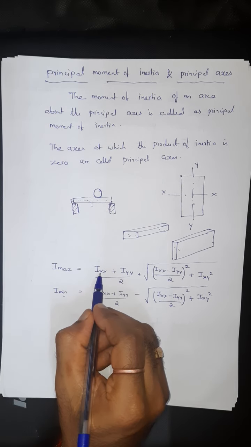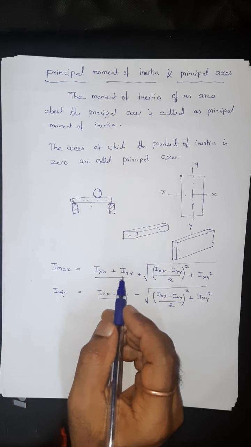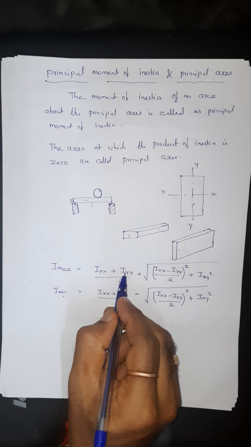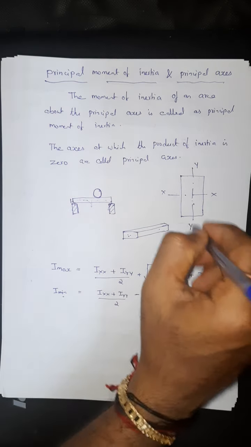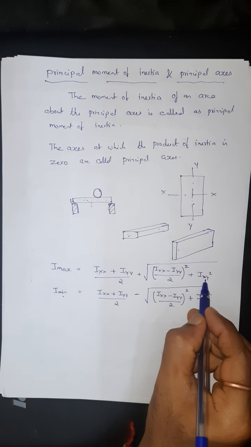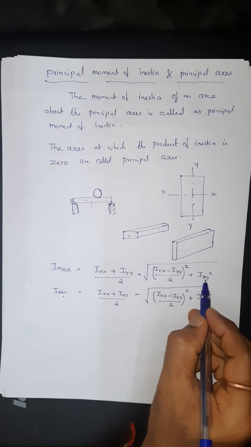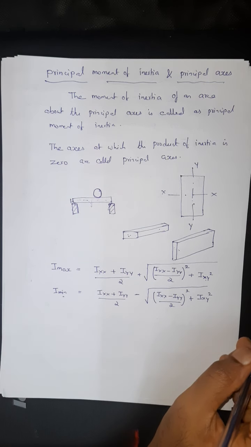Ixx is the moment of inertia about the horizontal centroidal axis, that is the x axis, and Iyy is nothing but the moment of area about the vertical centroidal axis, that is yy, and Ixy is nothing but the product of inertia of the area about the x and y axes.